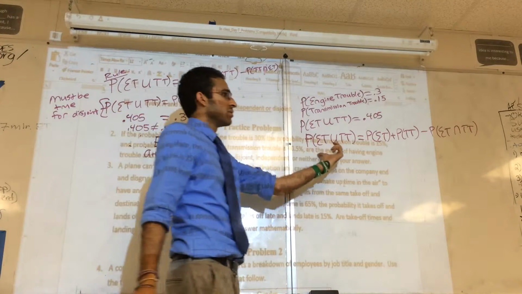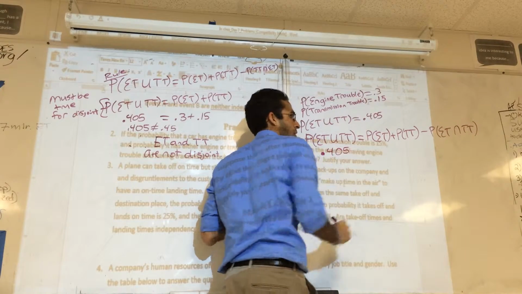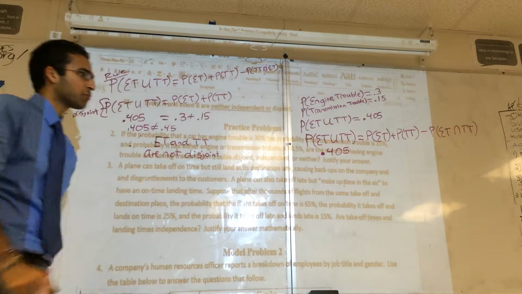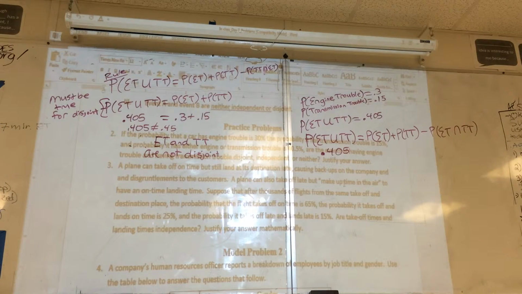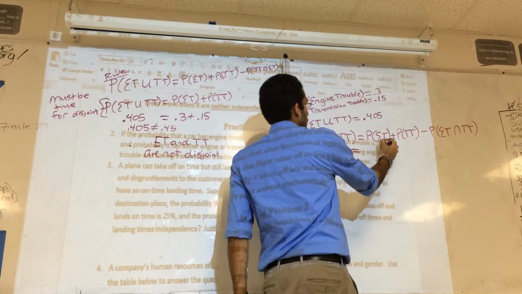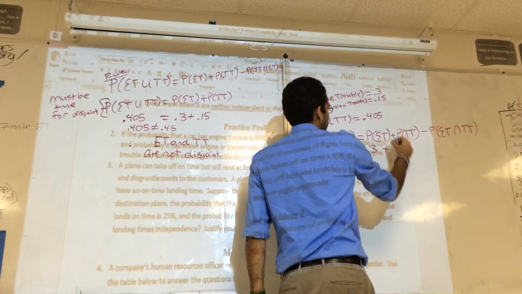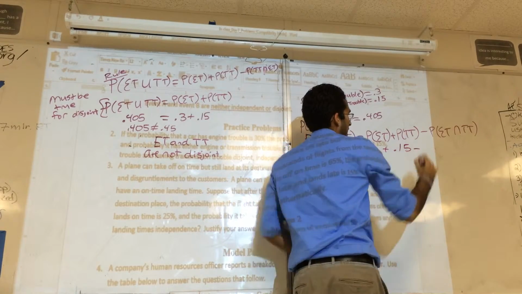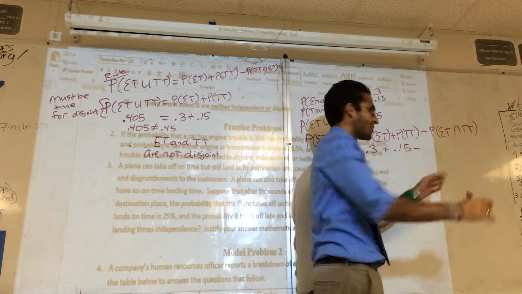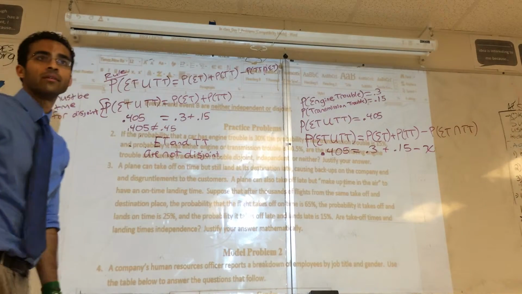We know this is 0.405. You must stop me with questions. We know this is 0.3. We know this is 0.15. We have no idea what this is. Let's call it X. We can solve it, just solve.